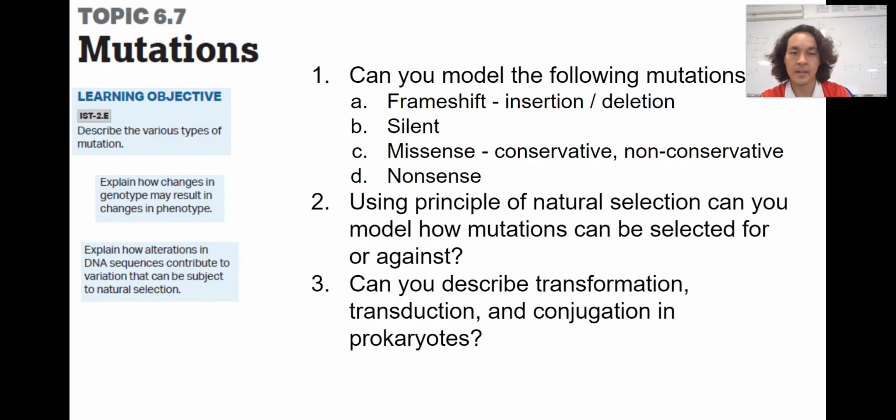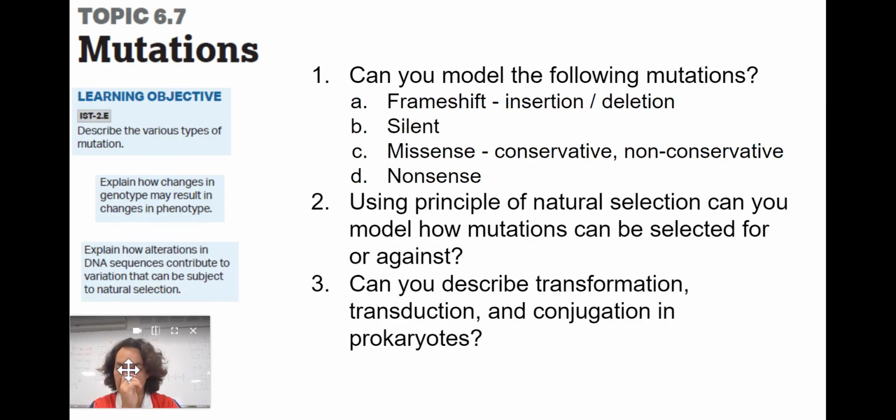All right, mutations. So can you model the following? Frame shift, insertion, deletion, silent mutations, missense, nonsense mutations. Can you use natural selection to describe why mutation is random, but natural selection is not? And lastly, can you describe transformation, transduction, and conjugation in prokaryotes?